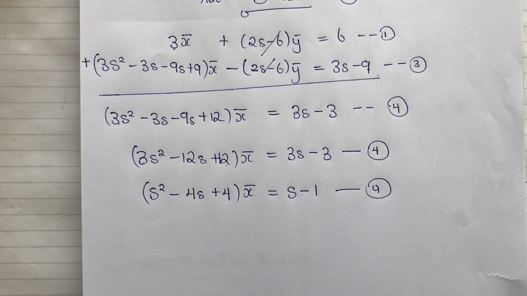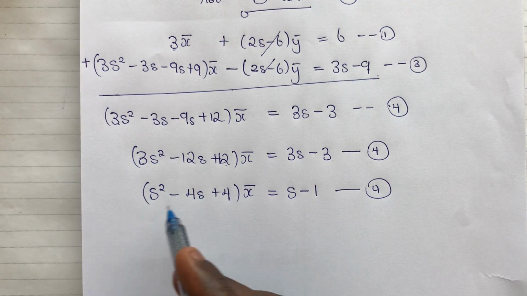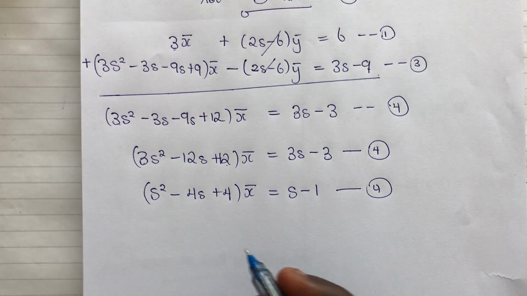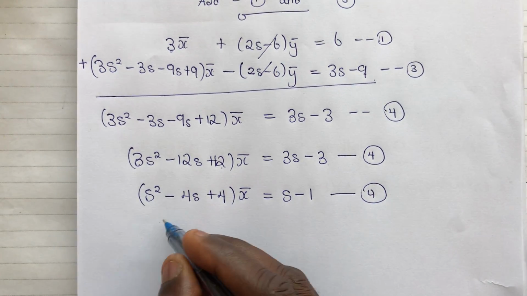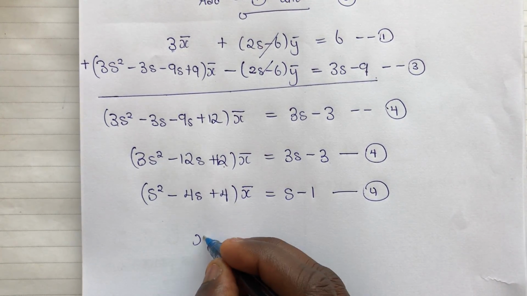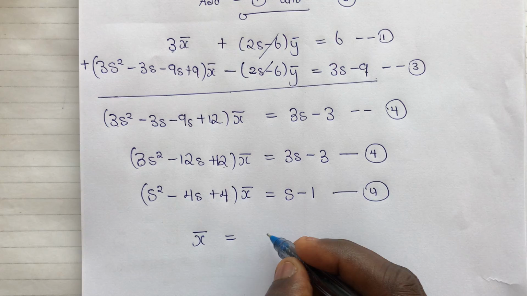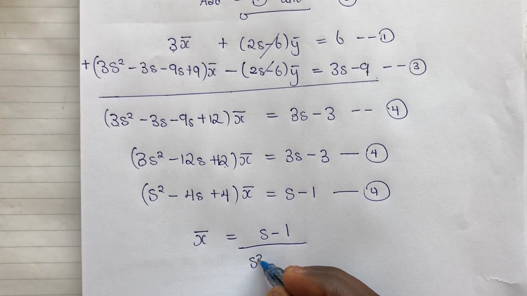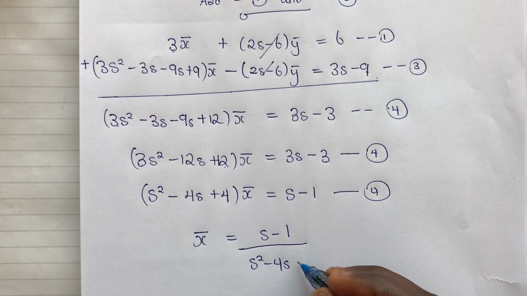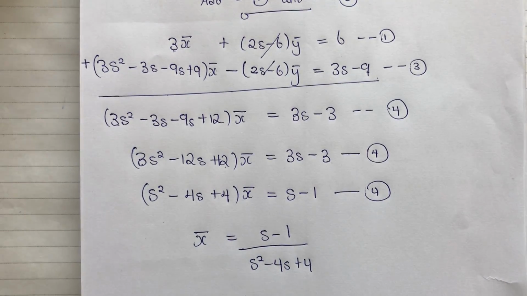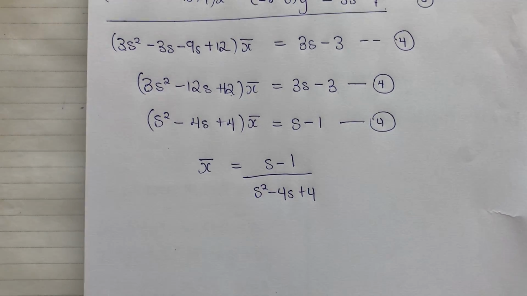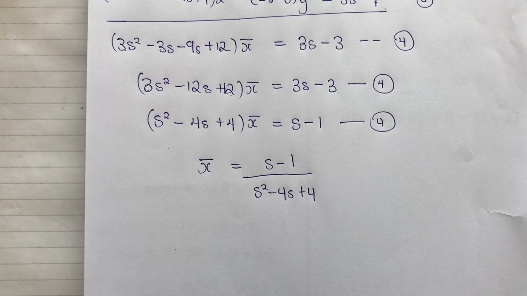All right, so now we can make x bar the subject by dividing through by what? S squared minus 4s plus 4. When we do that, this will cancel, giving us what? X bar equals s minus 1 all divided by s squared minus 4s plus 4. So you see, this is x bar. We are not done with this calculation yet.